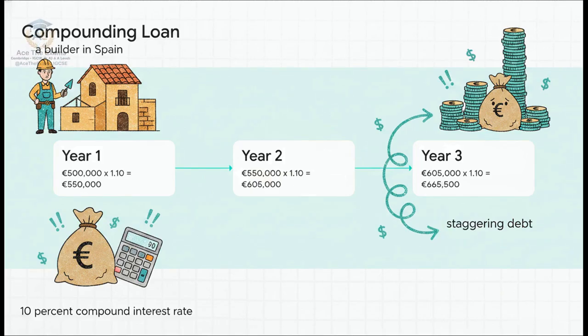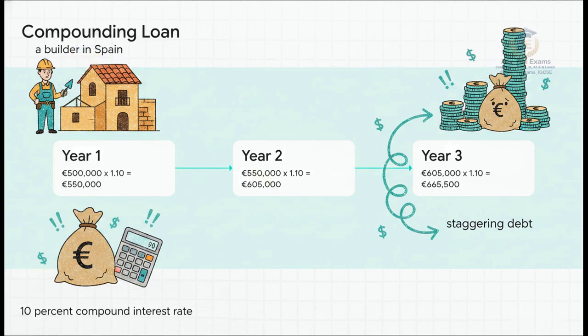In year 1, we multiply €500,000 by 1.10, so he now owes €550,000. Now here is the brutal compound trick. In year 2, we do not calculate based on the original €500,000, we take his new total, €550,000, and multiply that by 1.10. Now he owes €605,000.